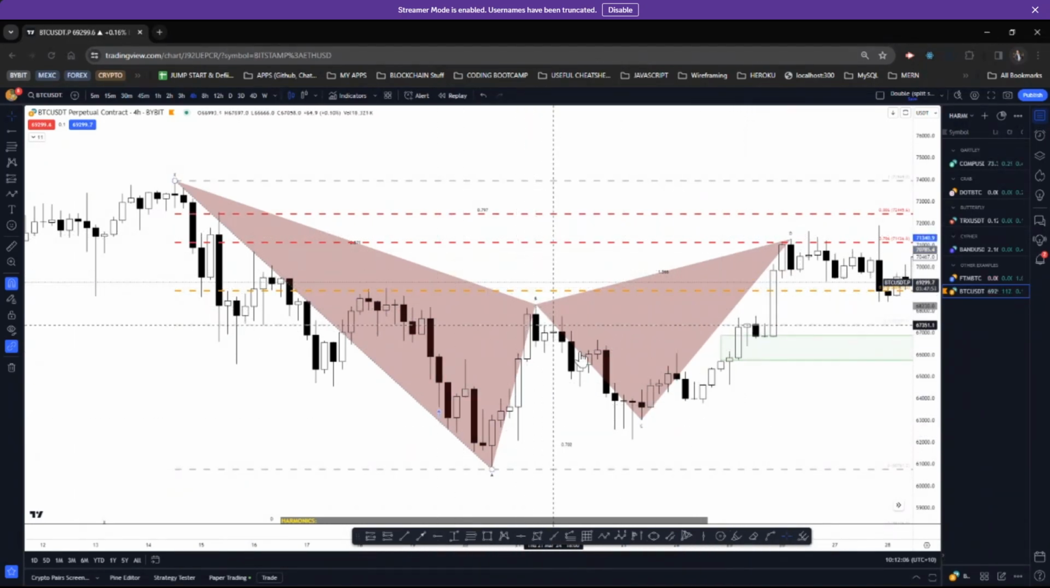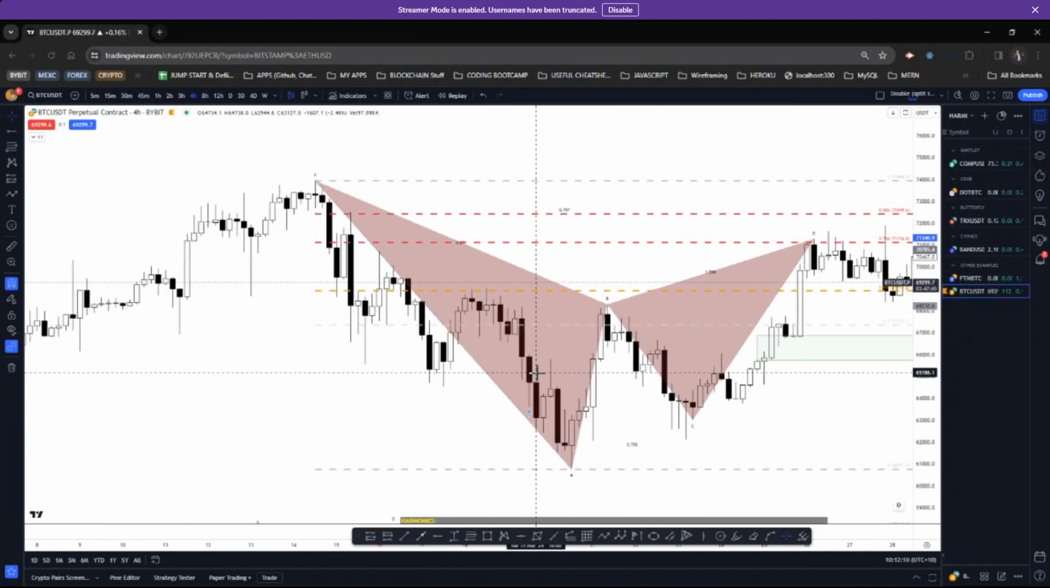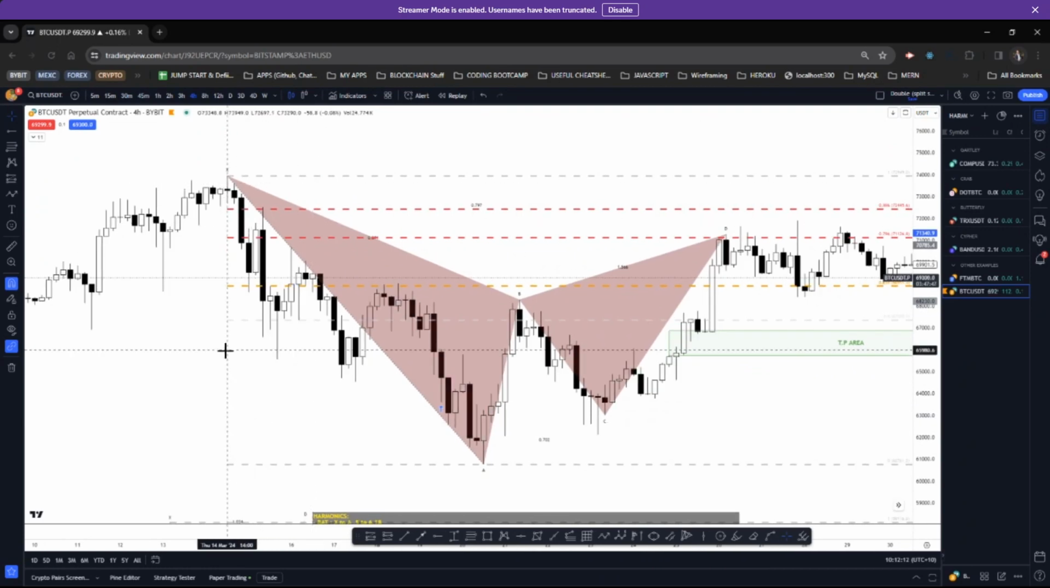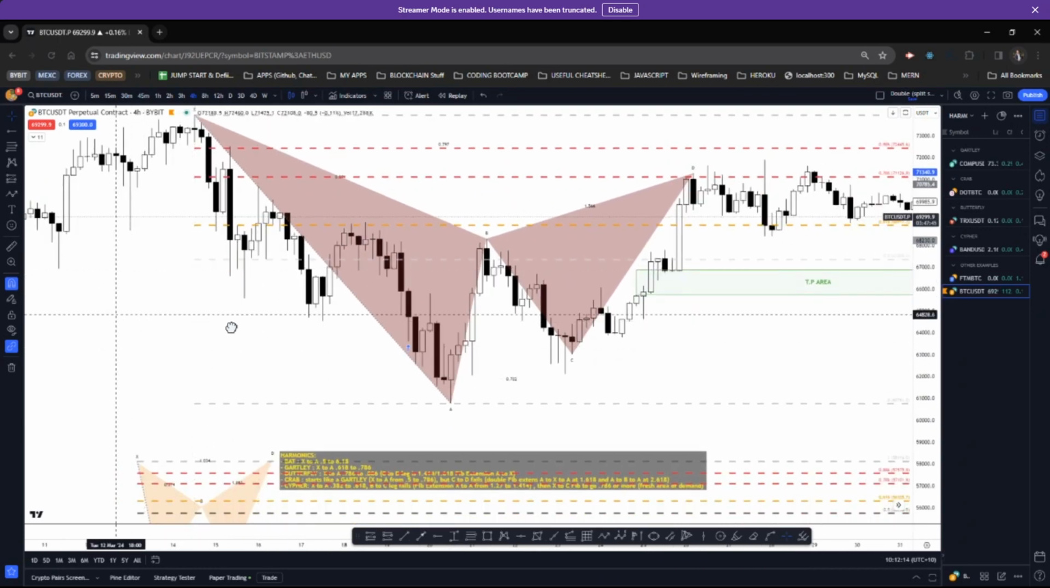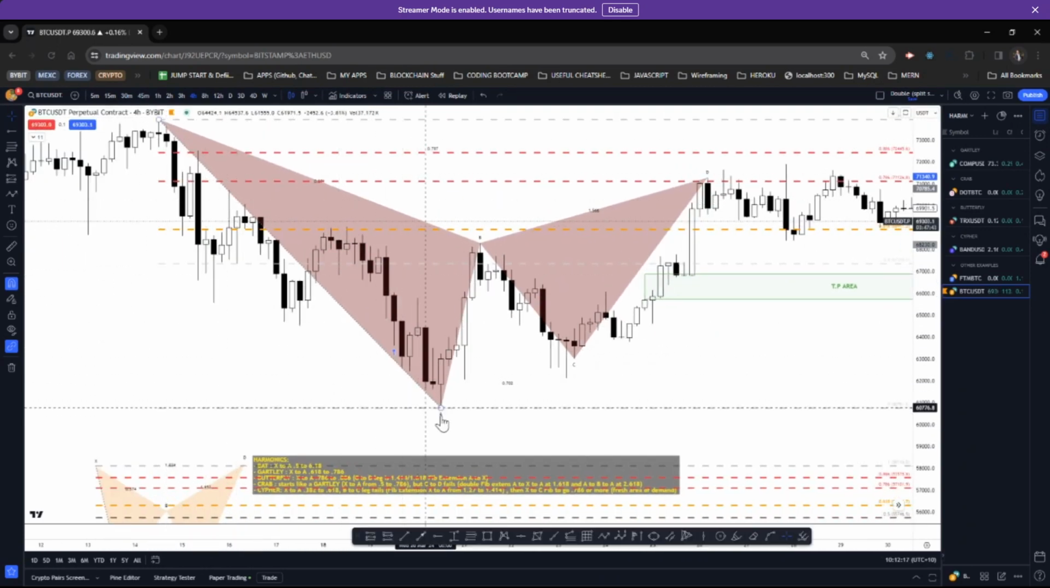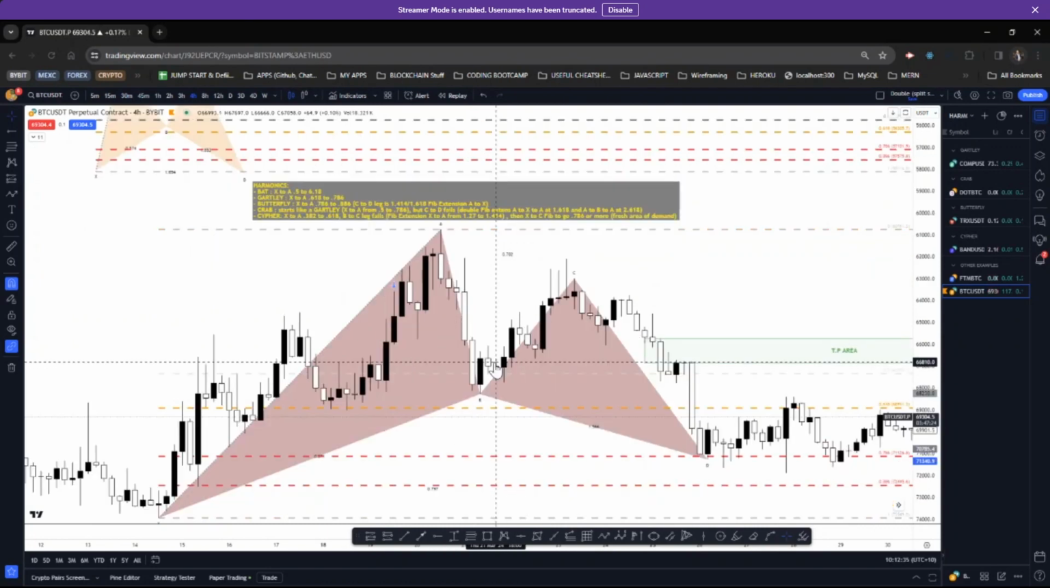Because sometimes a level might fail and the harmonics completely change. So this is what's called a bat pattern. It's really simple. It's the simplest out of all. X to A, 50%, and doesn't touch the 618. The other condition in order to be met for a bat pattern is the A point needs to be lower.